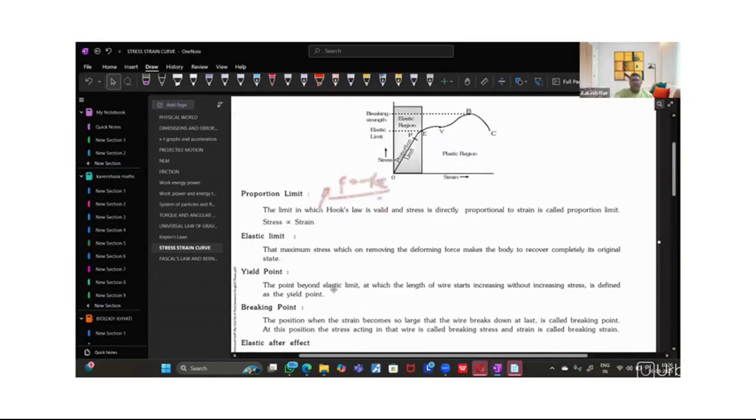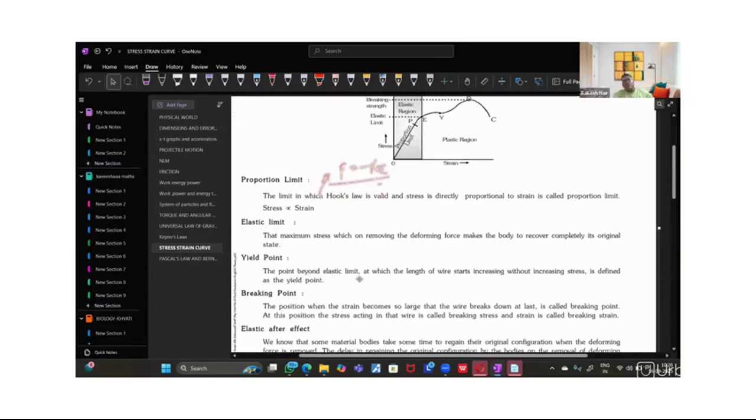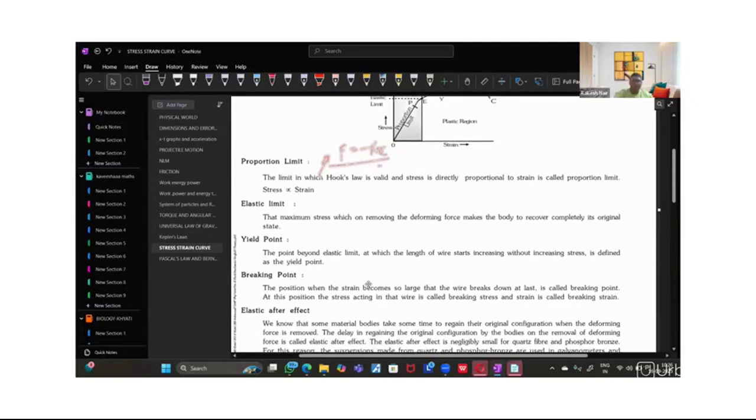The yield point. Yield point is the point beyond the elastic limit at which the length of the wire starts increasing. The length will increase, but stress won't increase. That is the yield point. That means the maximum yielding point is achieved. It is just the case of saturation, like in other parts of physics and chemistry which we see.